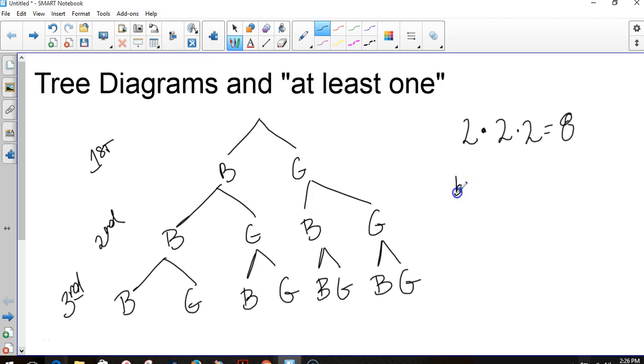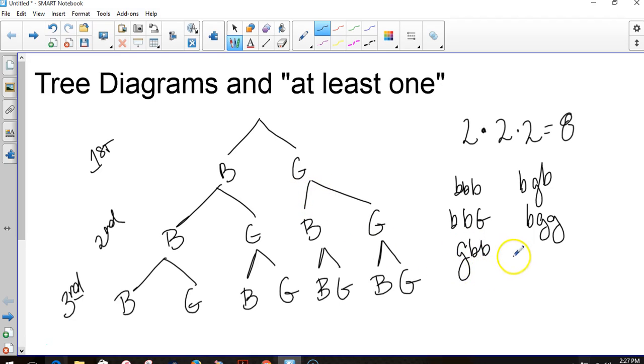I could have boy, boy, boy. I can have boy, boy, girl, right? So imagine putting a marble and it falls down the limbs. I could have boy, girl, boy. I can have boy, girl, girl. Over to the girl side, I can have girl, boy, boy. I can have girl, boy, girl. Girl, girl, boy. I'm kind of messing up my capital and lowercase, and then finally girl, girl, girl, right? So I have all 8 accounted for.